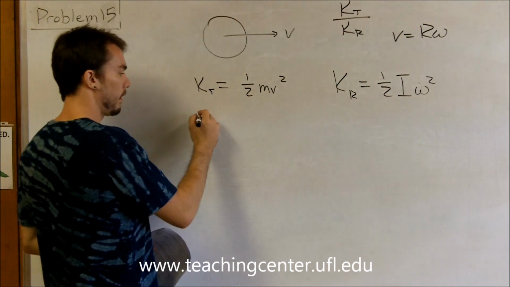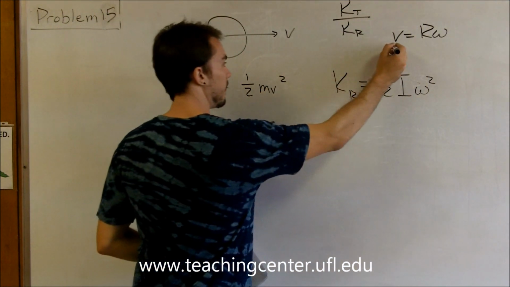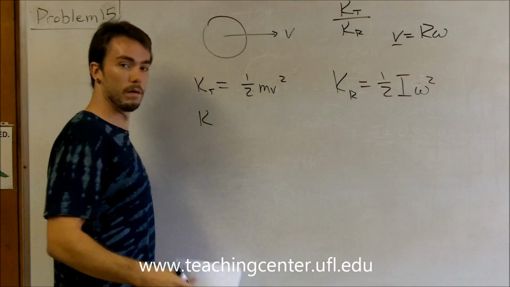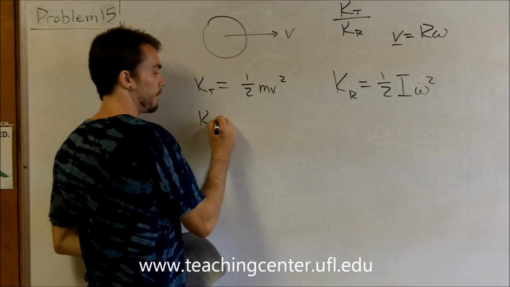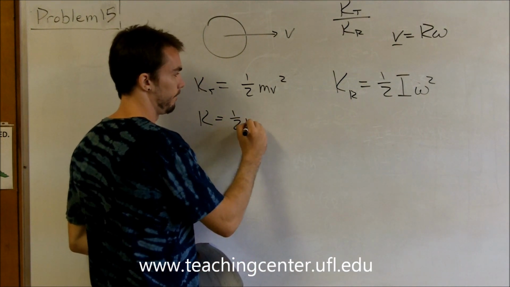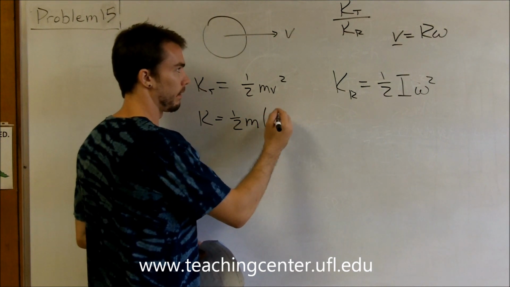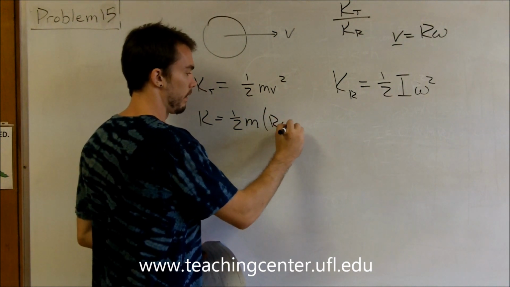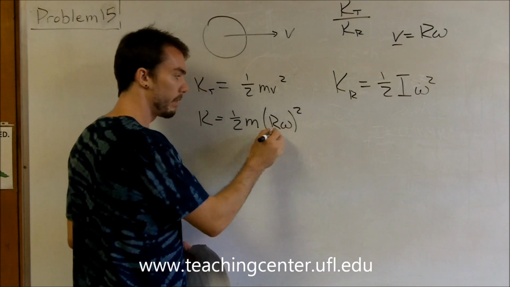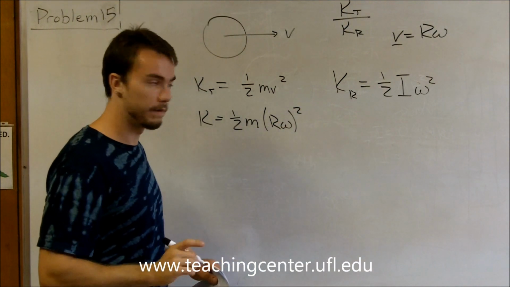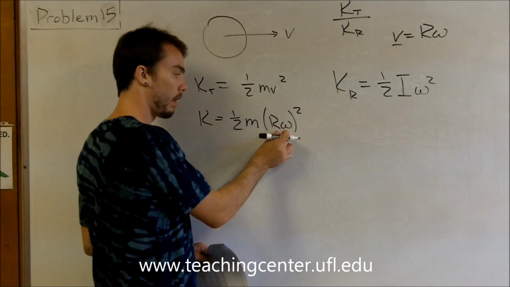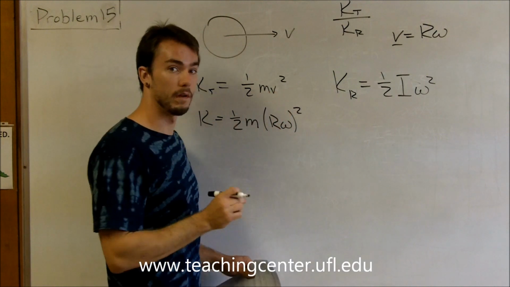I generally like substituting in for v. I think it works out a little bit better, but you can do whatever you like. Now, I'm going to leave the mass here, and you'll see why in a second. Don't forget, you have to square both the r and the omega, not just the omega, because we're substituting r times omega for v. Both of those end up being squared.